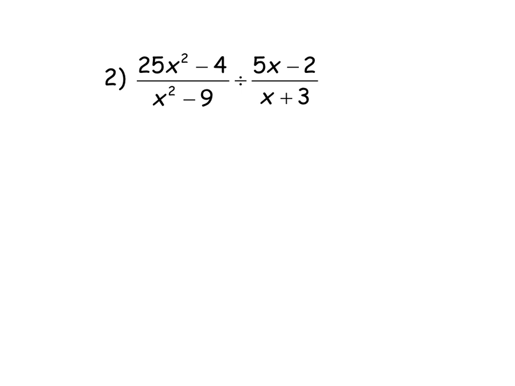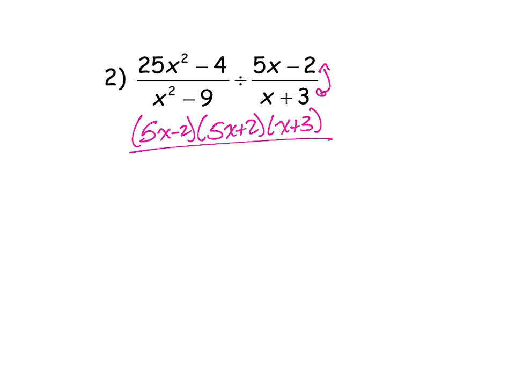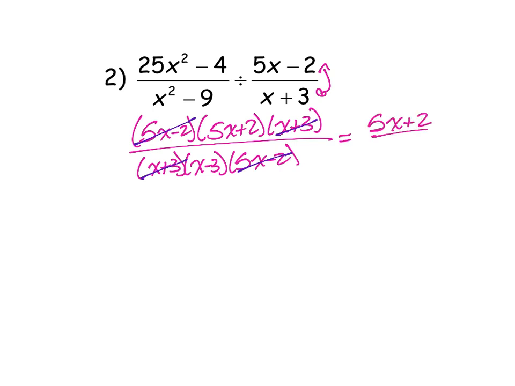Second one, I'm going to factor again, is 5x minus 2 times 5x plus 2. And because this is division, I'm going to flip this one. So I've got x plus 3 divided by x plus 3 times x minus 3 times 5x minus 2. Make ones. So I've got 5x plus 2 divided by x minus 3.